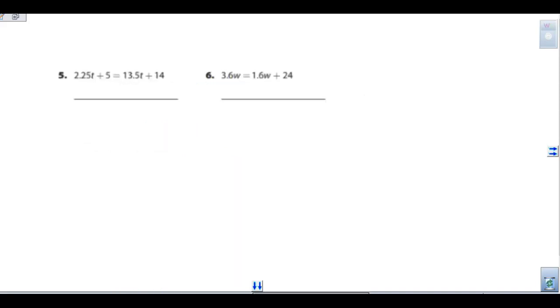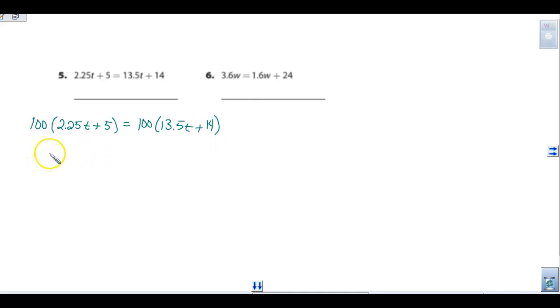Okay, we have a couple examples to work on. Our first one is number 5. 2 25 hundredths T plus 5 equals 13 5/10 T plus 14. And we need to solve this. And the first thing I need to decide is what am I going to multiply by to get rid of my decimals. If you said 100, you are correct. So we're going to take 100 times 2 25 hundredths T plus 5 equals 100 times 13 5/10 T plus 14.